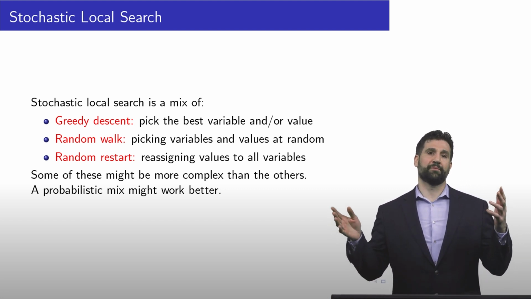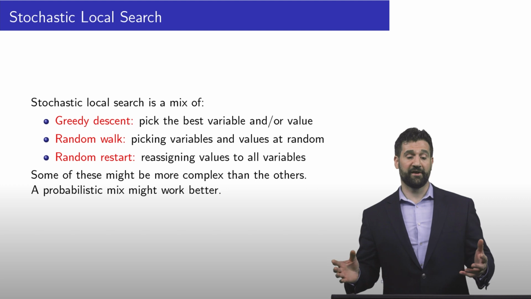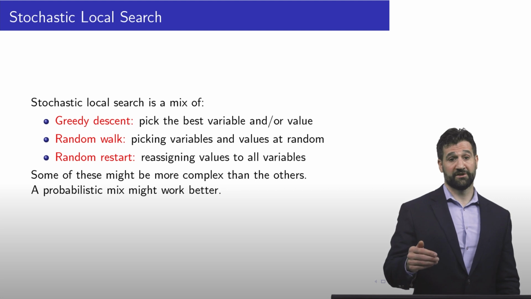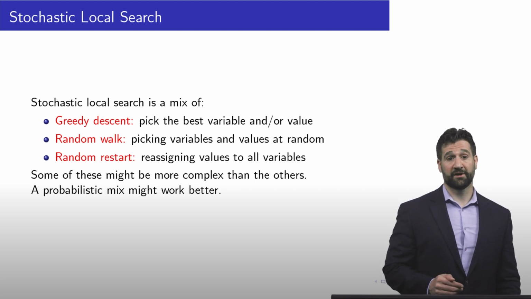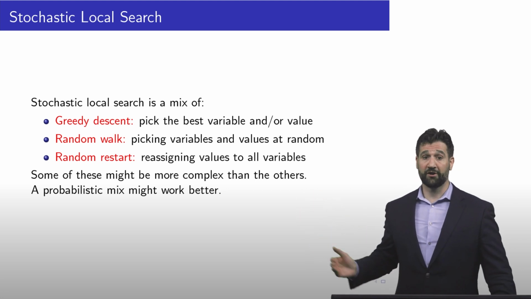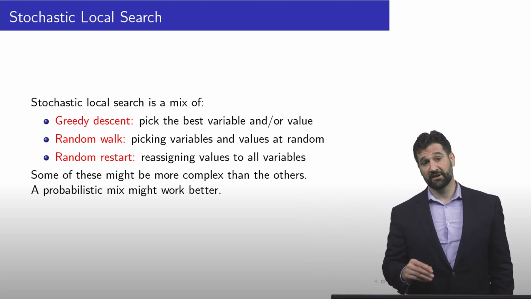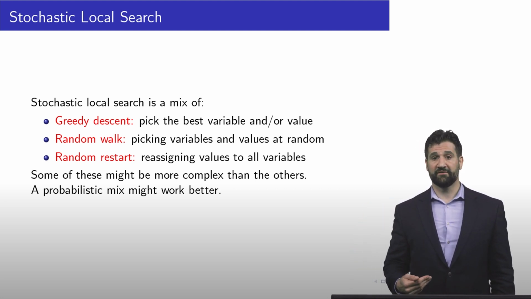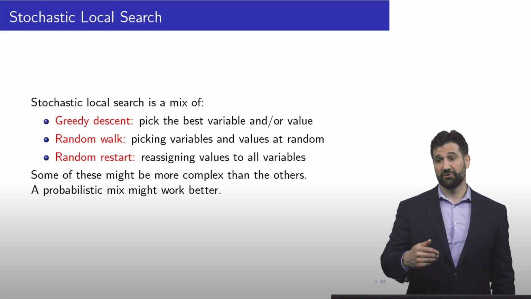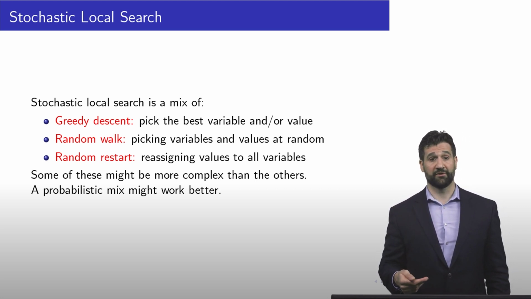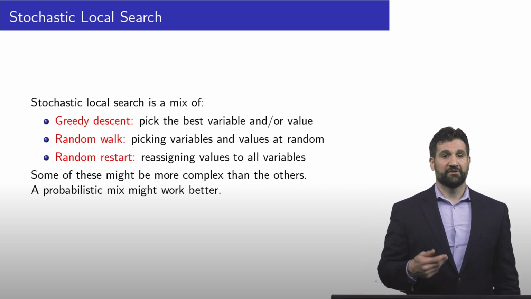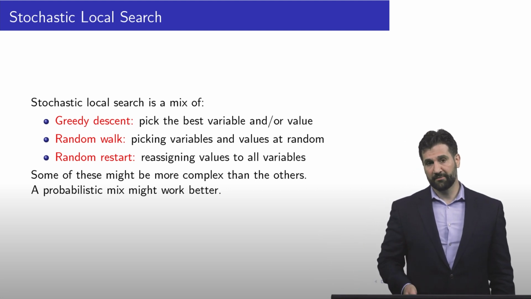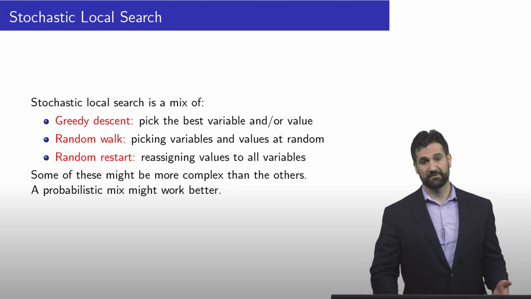So this opens up a whole class of algorithms called stochastic local search. We've already talked about greedy descent. Random walk, here we're just picking the variables at random, so we're randomly walking through the search space. And we have this other idea called random restart, where we reassign values to all the variables, and maybe we do this 1% of the time or something like that. Some of these might be more complex than others, and often, as we mentioned earlier, a probabilistic mix might work better.